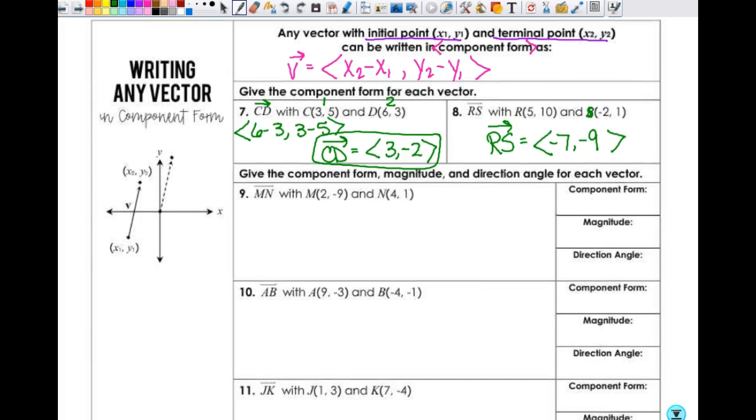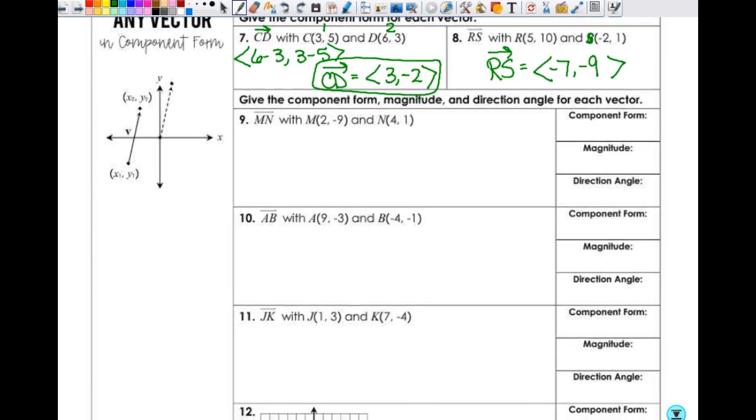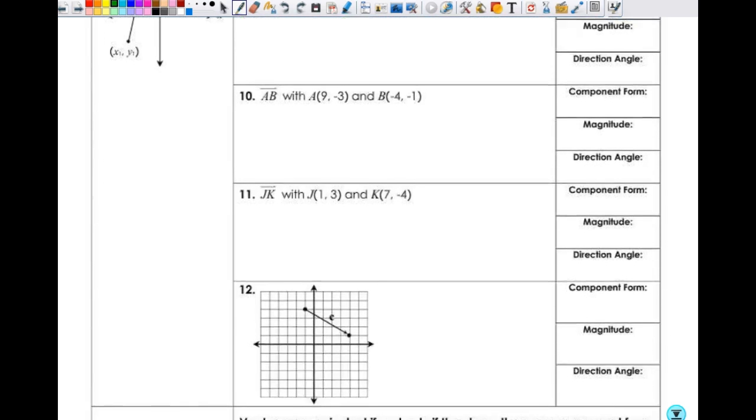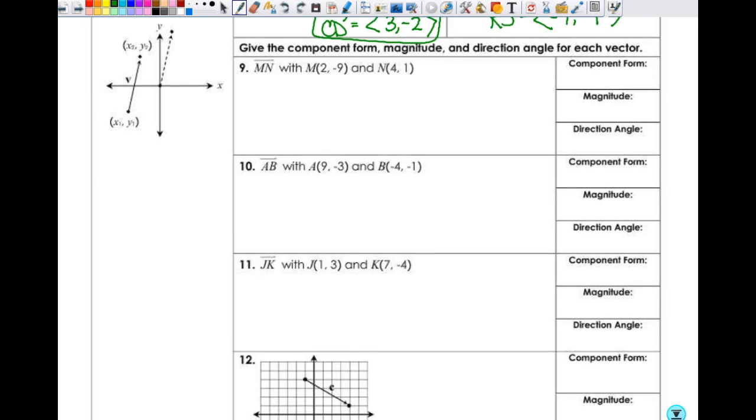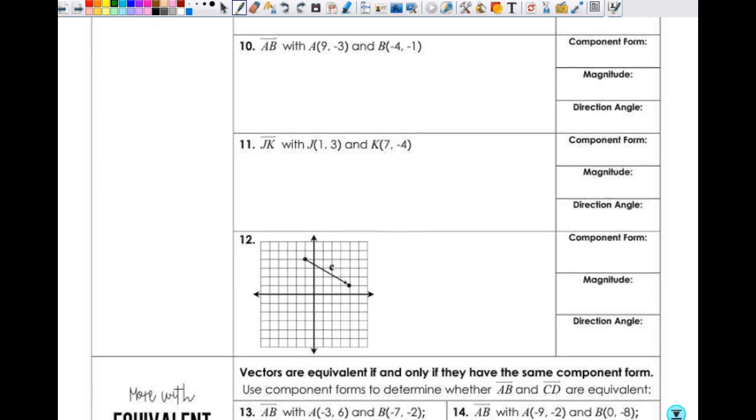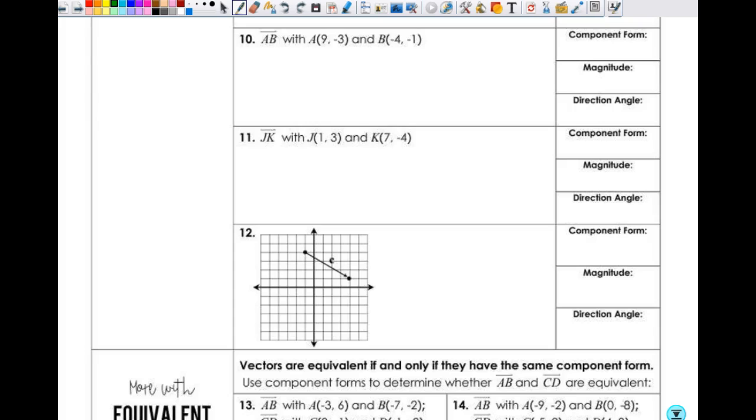All right. We are going to jump to number 10 then. It's asking us here, give the component form, magnitude, and direction angle for each vector. So the first thing I want to do for vector AB is come up with the component form. That means this is going to be negative 4 minus 9, negative 1 minus a negative 3. So vector AB is <-13, 2>. That's my component form.